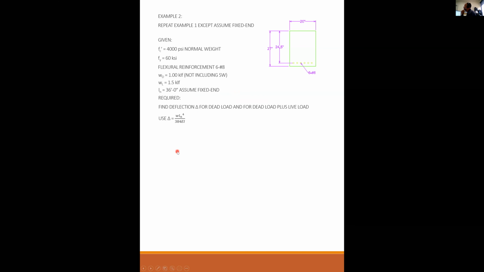So this time, instead of using 5WL^4 over 384EI, for a fixed end condition we're going to use just WL^4 over 384EI for fixed end beams to find deflections. Solution. Okay, so from example 1, we found that the cracking moment is 96 kip-feet. I gross is 32,805. I cracked is 13,788. Dead load is 1.563 kips per foot. Live load is 1.5 kips per foot. So first we want to find the deflection delta due to dead load only.